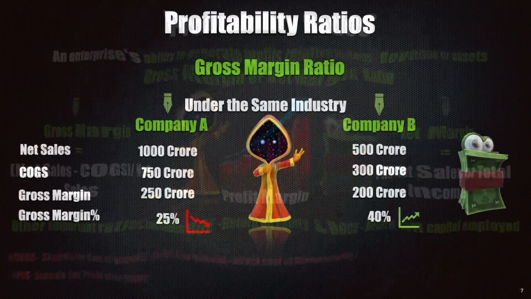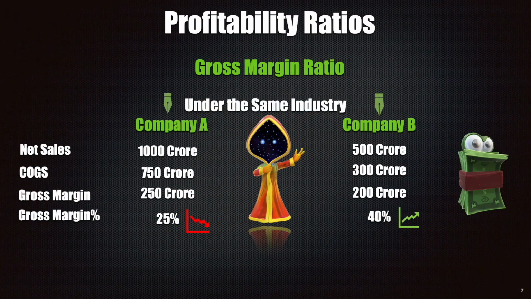So let's understand this with an example. I'm comparing company A with company B. Company A's net sales is 1000 crores. However, its COGS, the cost of goods sold, is 750 crores. Its gross margin is 250 crores, which is 25% of sales.